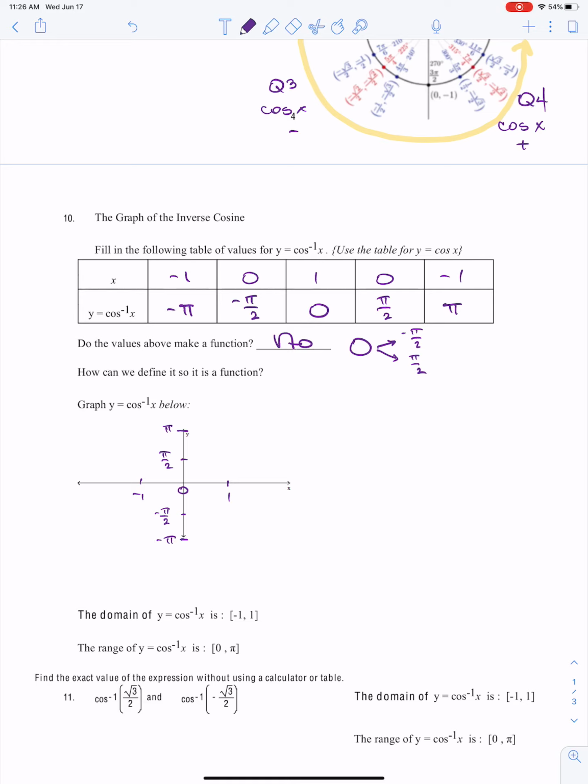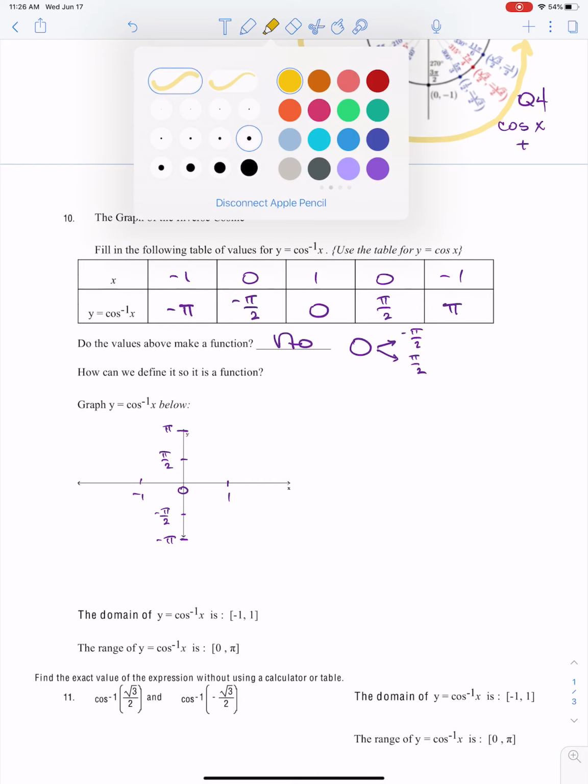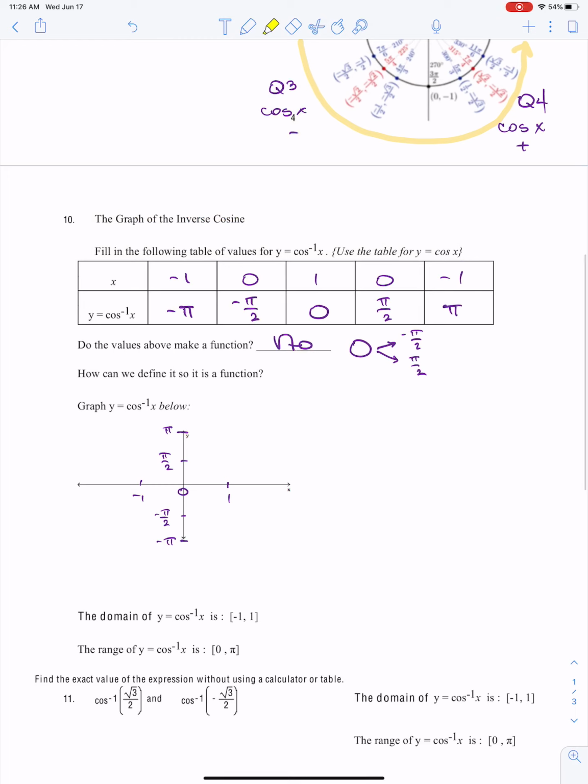And to start, before we answer this question about how we can define this as a function, I'm going to go ahead and graph what I have above. So at -1, I've got negative pi. At 0, I'm at negative pi over 2. At 1, it's 0. At 0, it's pi over 2. And at -1, it's pi.